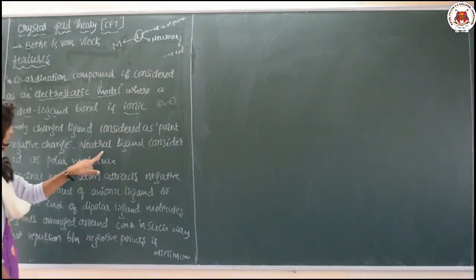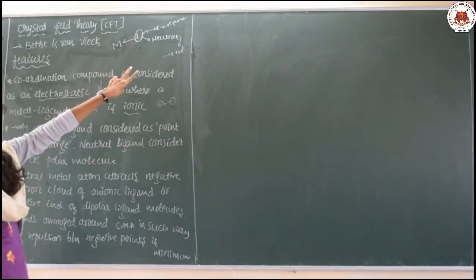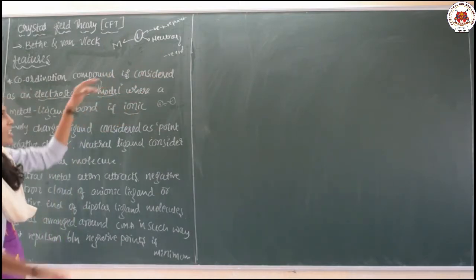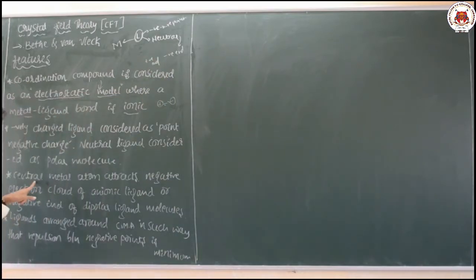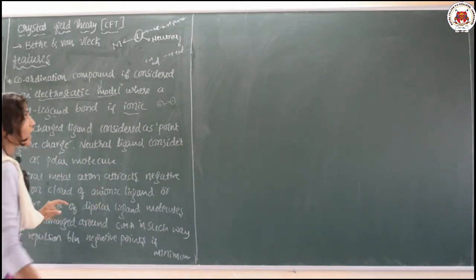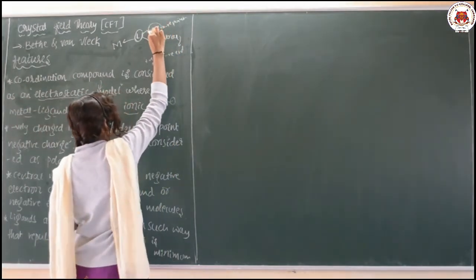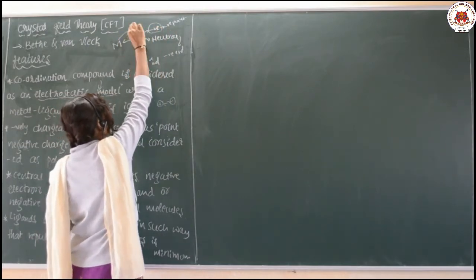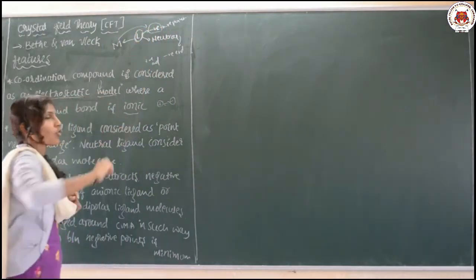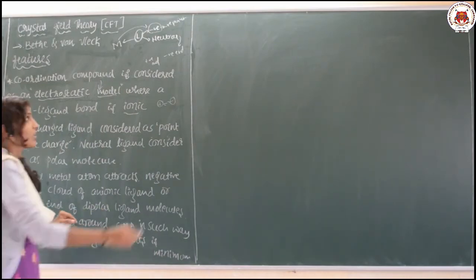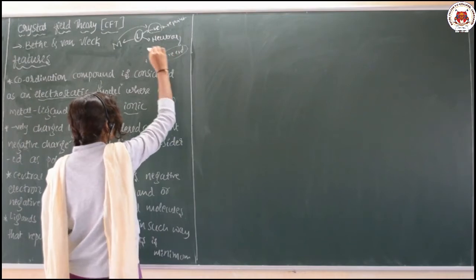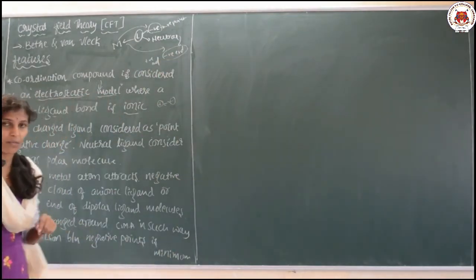According to this point, if the neutral ligand is there, it acts as a polar molecule. It means two ends will be there, one positive end and one negative end. The central metal atom attracts the negative electron cloud of the anionic ligand. If it is neutral, the negative end of the dipolar ligand is attracted towards the central metal atom.